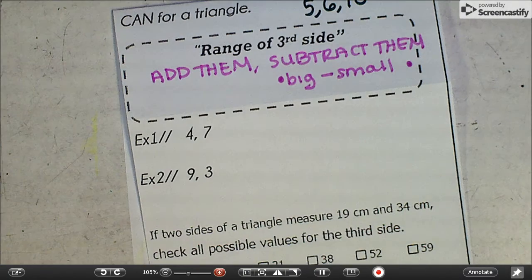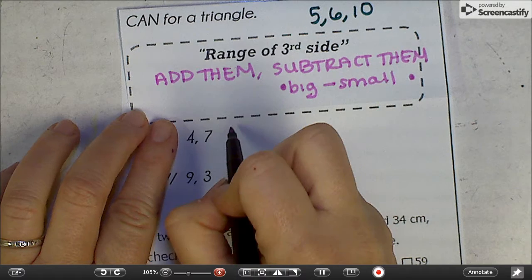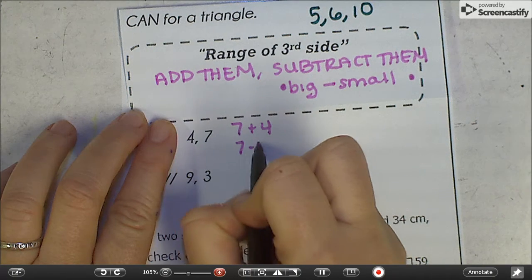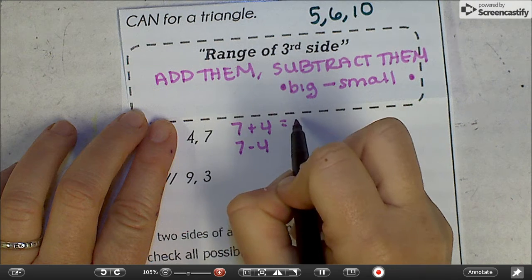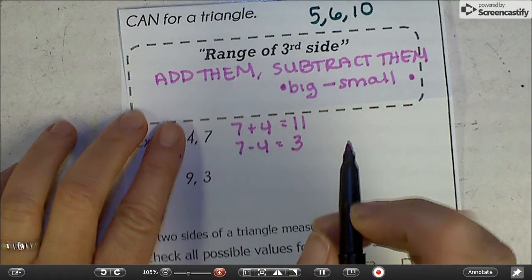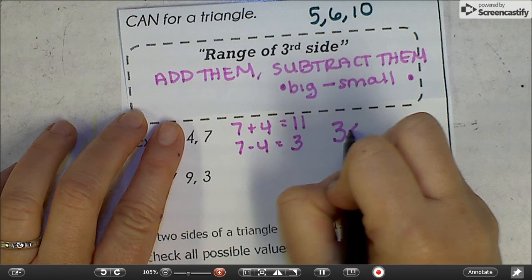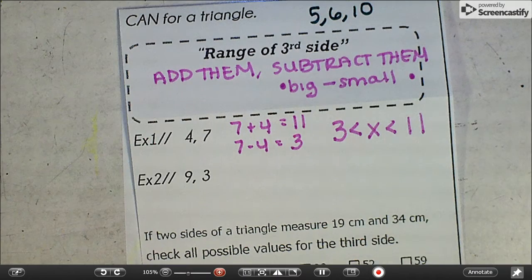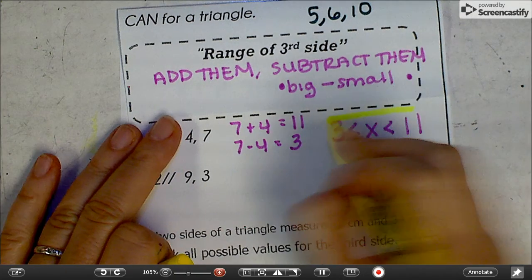So this is the way you do it, and now we'll show you what it would really look like. 4 and 7, we would add them and subtract them. What's 7 plus 4? 11. What's 7 minus 4? 3. Okay, so this is how you write it. 3 is less than x is less than 11. Write that down. And make that look important.